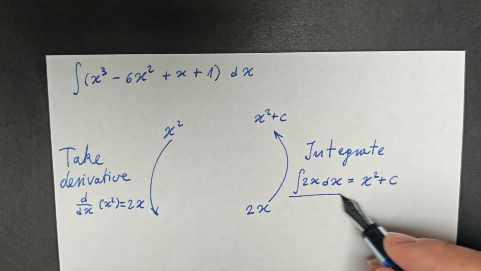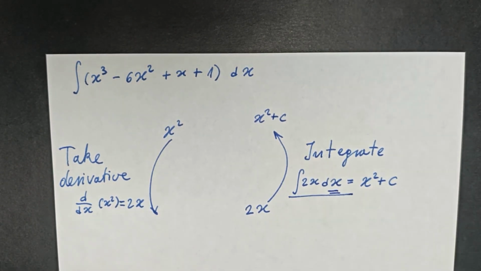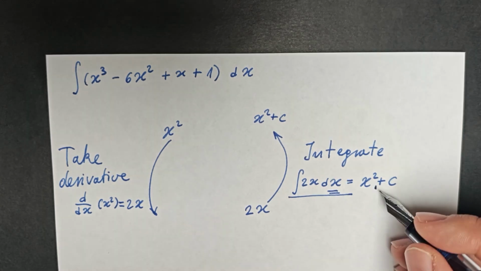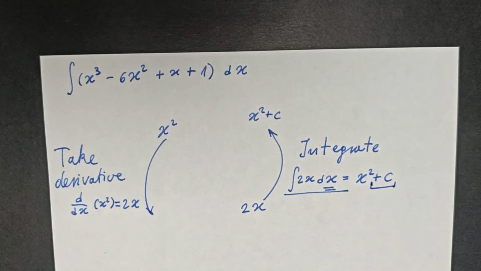The way to read this is an integral of 2x with respect to x, or antiderivative of 2x with respect to x. The dx here is the differential. The differential gives us information that x is the variable of integration, that we are integrating with respect to x, and not some other variable. And in a few moments, I will explain to you what this plus c means.